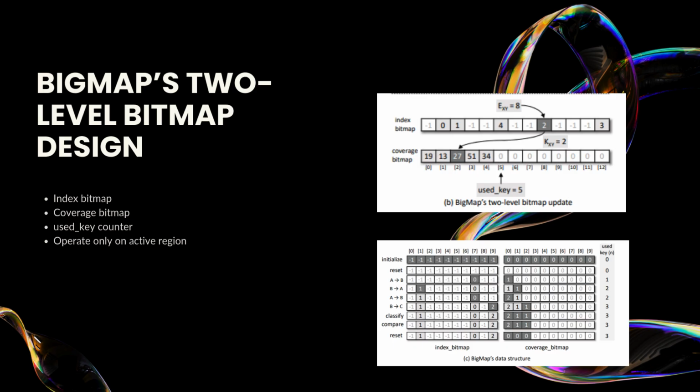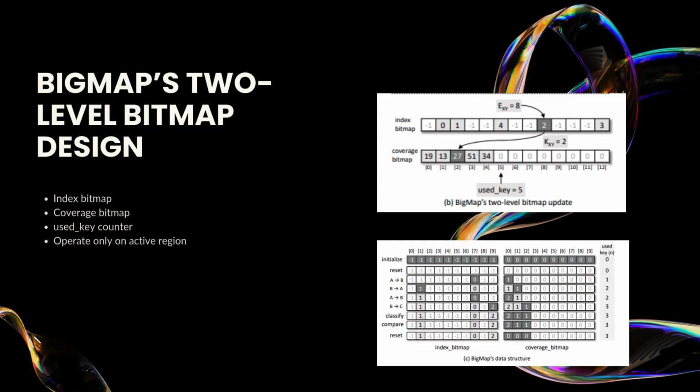This means that reset, classification, comparison, and hashing only need to operate over the range from 0 to used key. In other words, BigMap's runtime now depends on how many edges have actually been discovered, not on the maximum map size. Even if map size is several megabytes, if only a few thousand edges are active, only those entries are processed. This is the fundamental improvement. By introducing one extra level of indirection, BigMap transforms a sparse, cache-unfriendly structure into a dense, cache-friendly one, and this allows larger maps to be used efficiently.